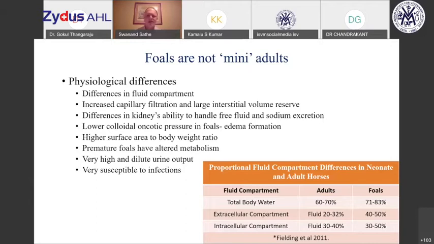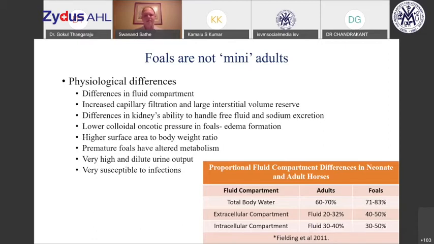Foals also have an increased capillary filtration rate and a large interstitial volume reserve. Hence, aggressive fluid therapy essentially increases the capillary filtration pressures. These capillaries then leak that fluid out into the interstitium, and foals are at a high risk of getting interstitial edema.